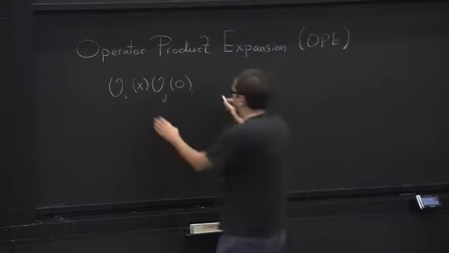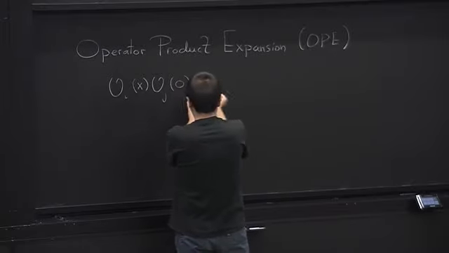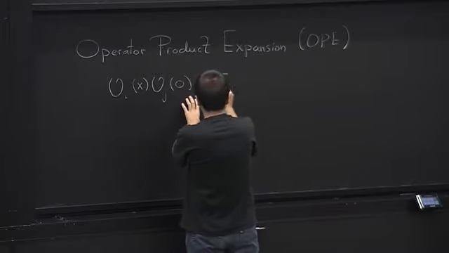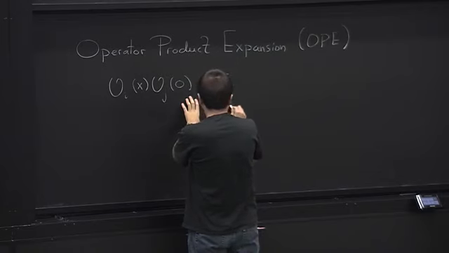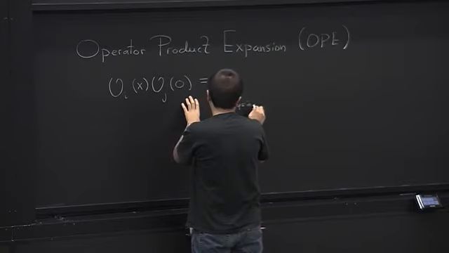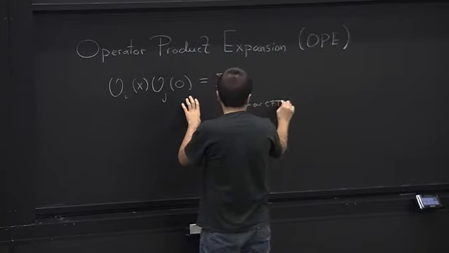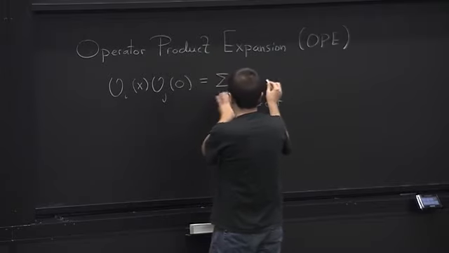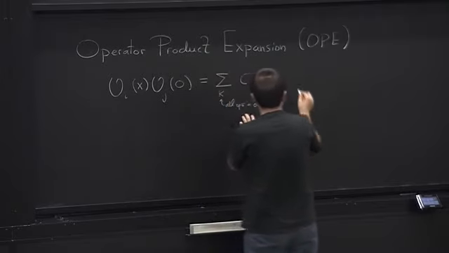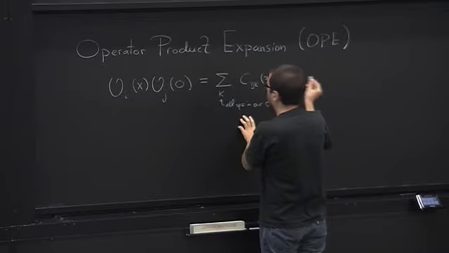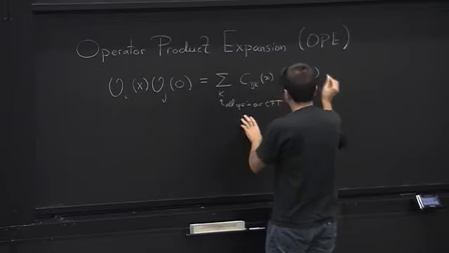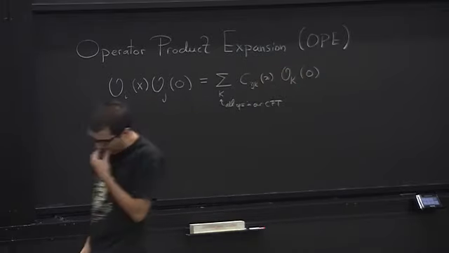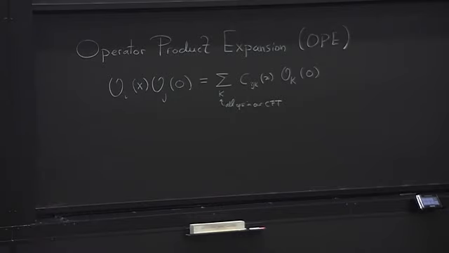So maybe it is almost straightforward to imagine that you could always write this as a sum over all operators in your theory of some coefficients, C_IJK, that could depend on this position x, times the operator O_K at some position 0. Okay, so this is the statement.